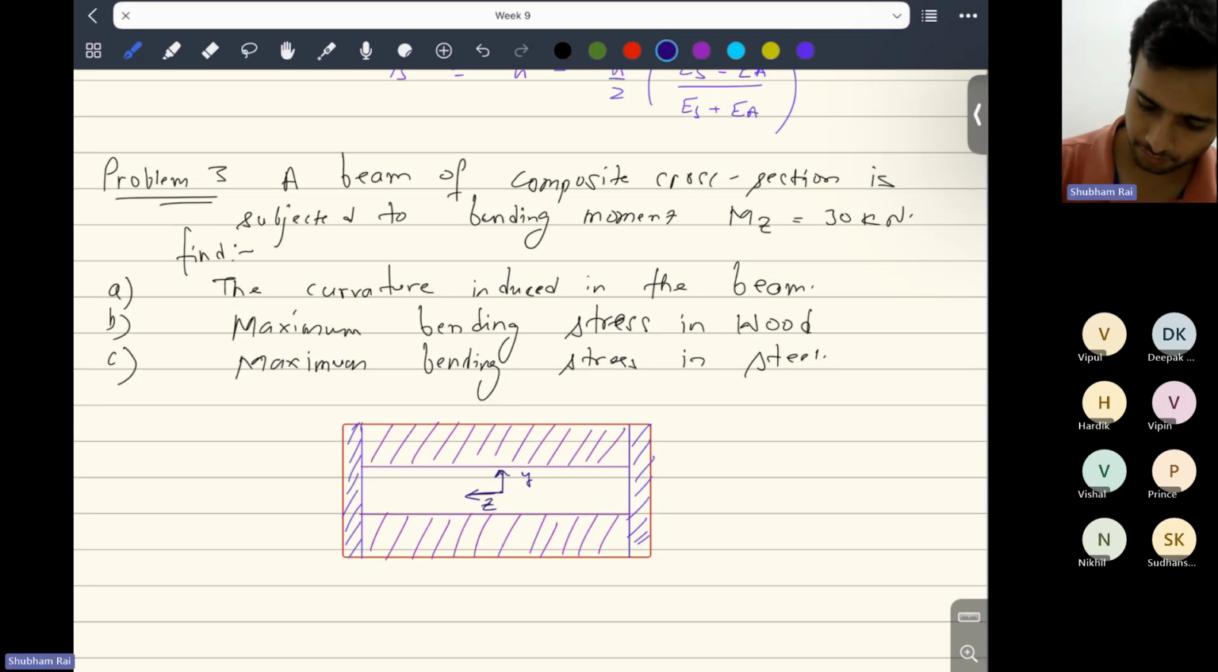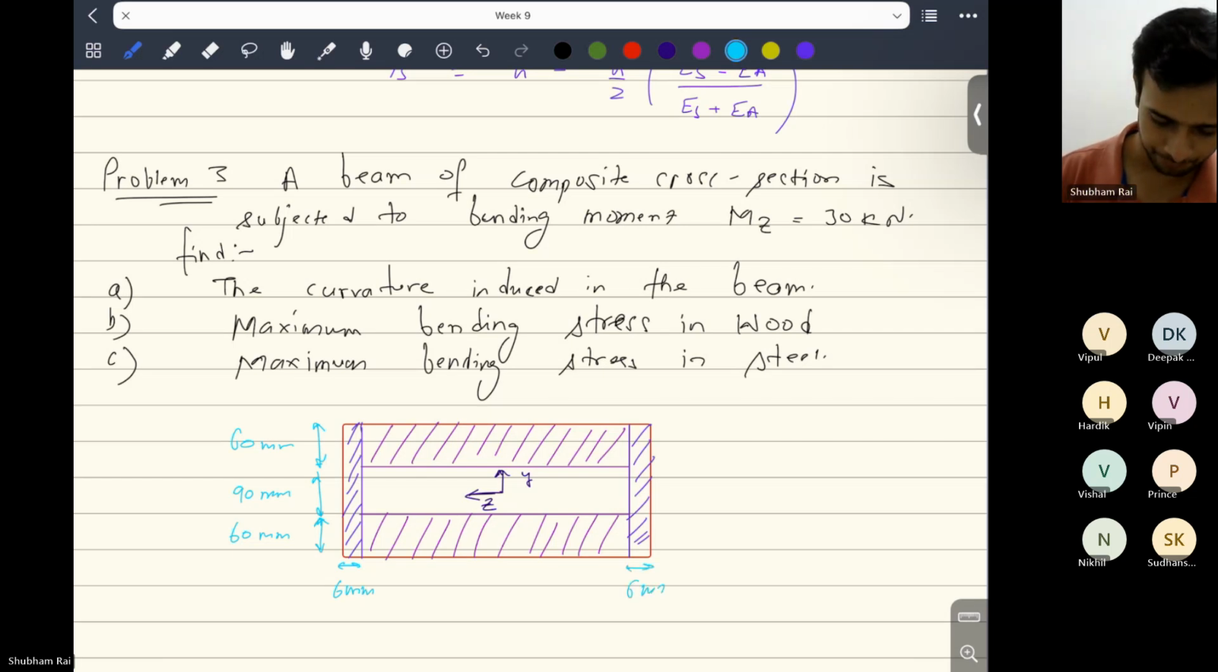So let me just write it down. Dimensions: this is 60 mm. This is 90 mm. This is also 60 mm. And here this dimension is 6 mm. This is also 6 mm. And here you have the middle part, so that is 120 mm.